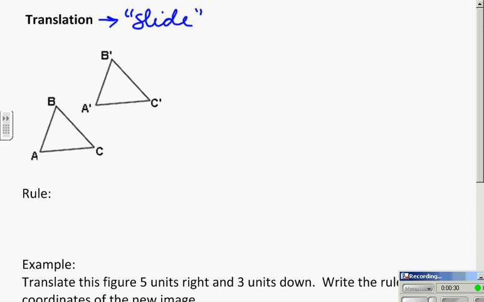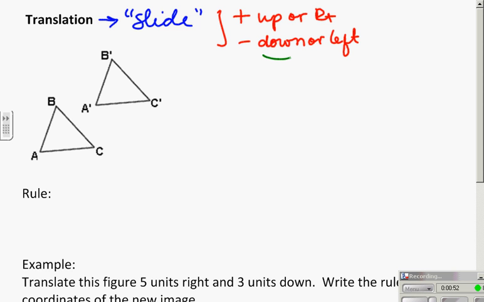When we talk about sliding a figure, we have to know our directions. Are we going up, down, right, left? And what's going to happen is anything positive means we're going to go up or right, and anything negative is we are going to go down or left. Now, up and down are going to be how our y's change. Right or left is how our x's change.